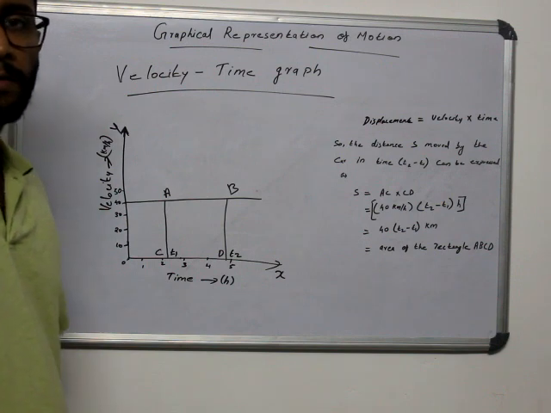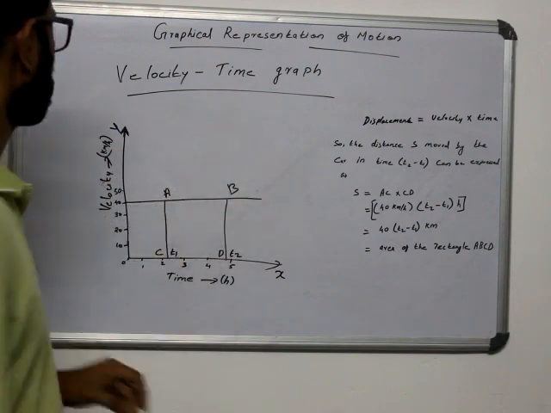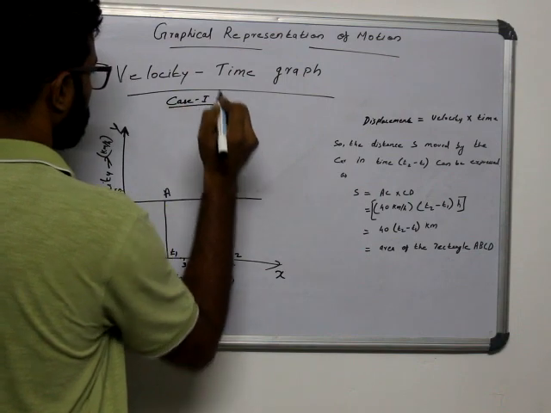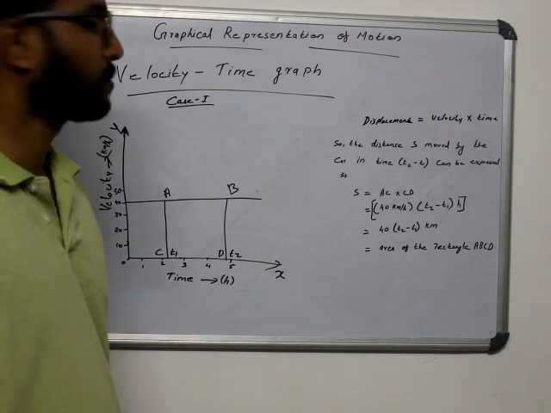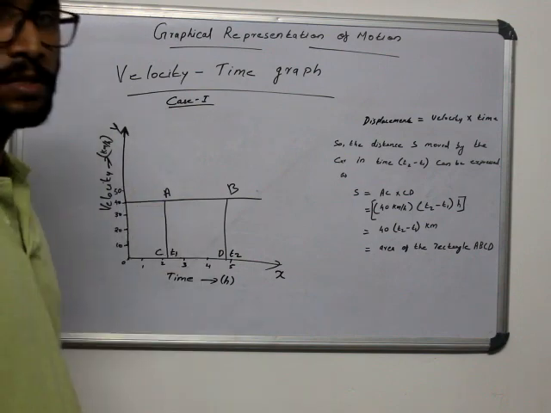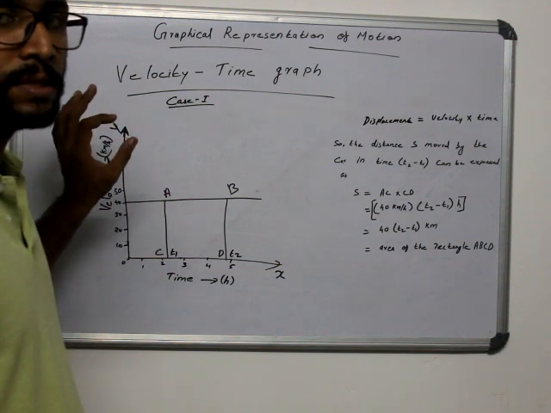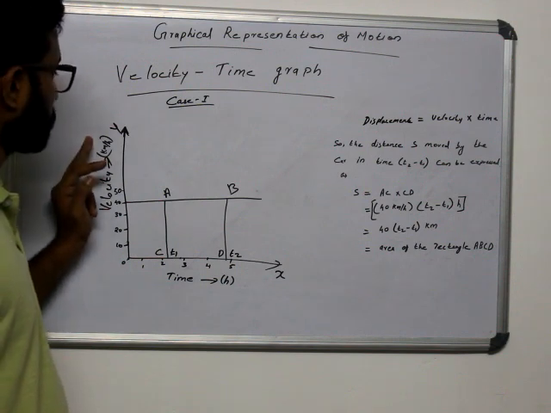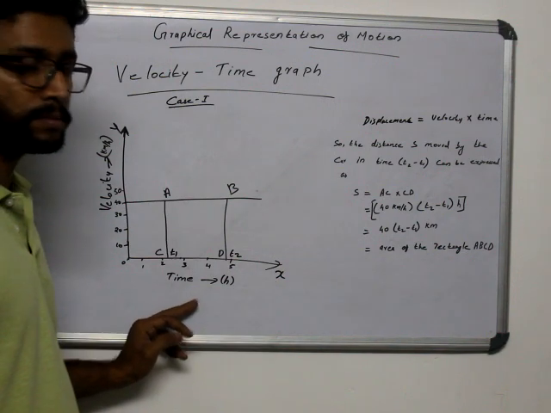Now we are going to study about velocity time graph. Now this is case 1, when the body is moving at constant velocity, or in a uniform velocity. See here, velocity time graph. We have studied about distance time graph, in which distance was placed on the y-axis. Same way, the velocity is placed on the y-axis, and time is placed on the x-axis.